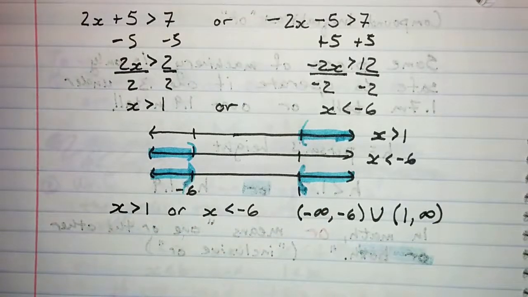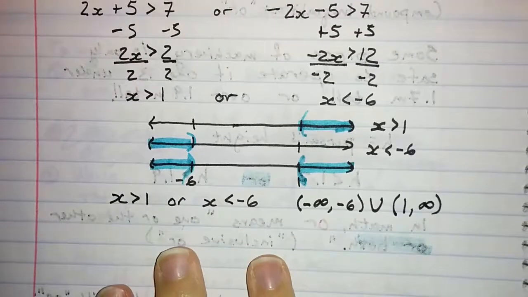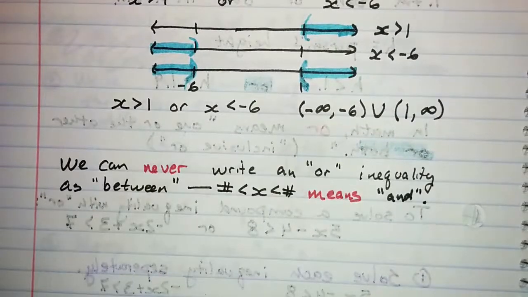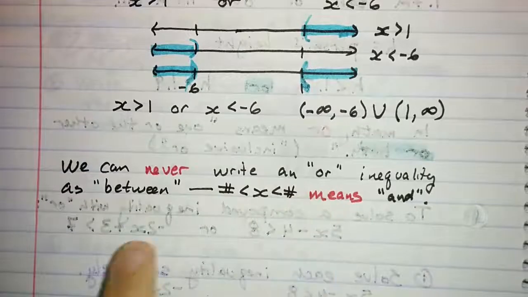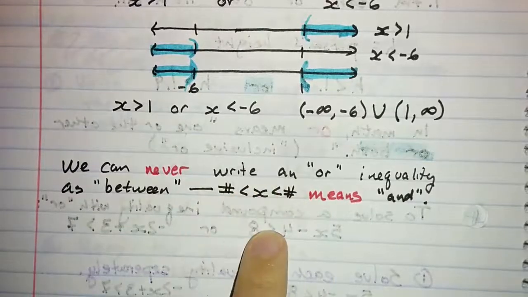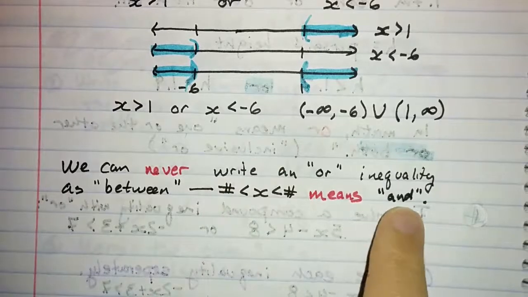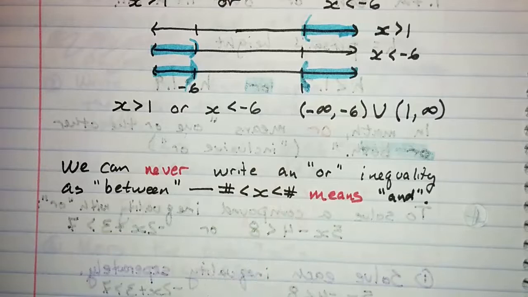Just like for and, there are 4 possibilities with or inequalities. But one note on or inequalities, we can never, ever, ever write an inequality involving an or with this betweenness notation, because this betweenness notation means and. It's part of the meaning of this notation. So this notation, not for or.